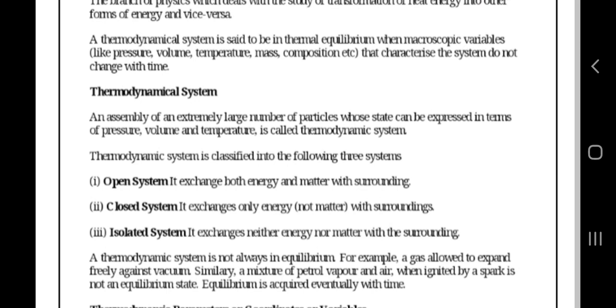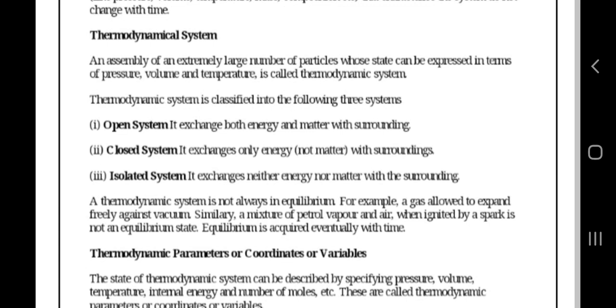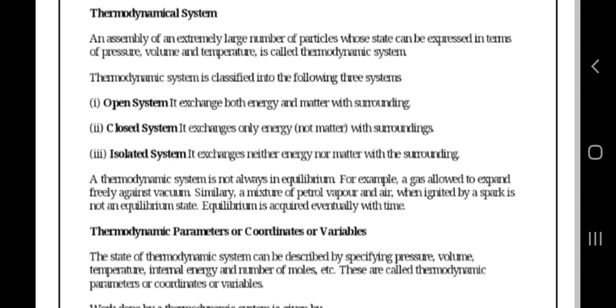An open system exchanges both energy and matter with the surroundings. A closed system exchanges only energy and not matter with the surroundings. An isolated system exchanges neither matter nor energy with the surroundings. So open exchanges matter and energy, closed exchanges only energy, and isolated exchanges neither energy nor matter.